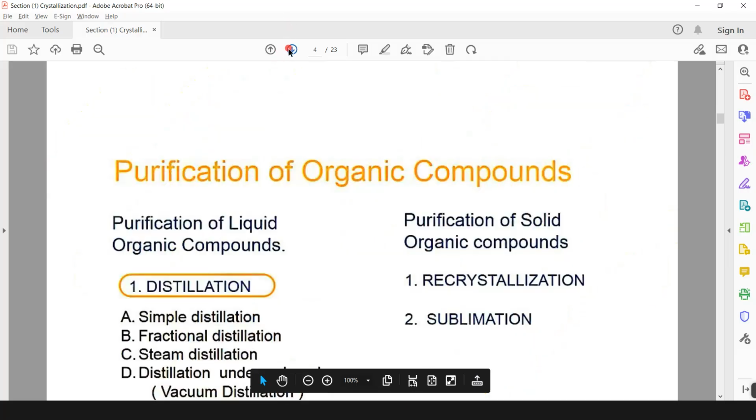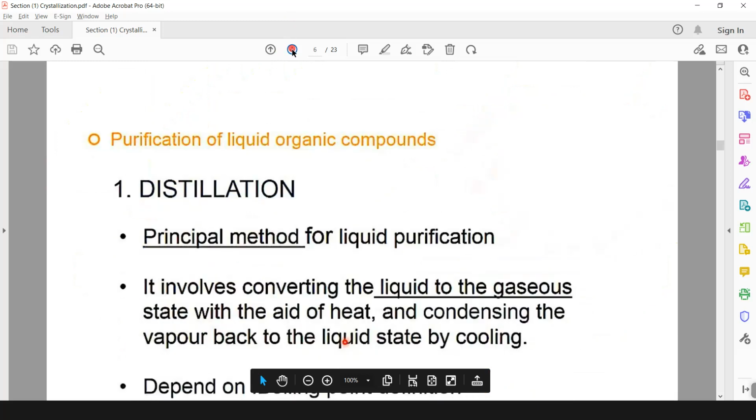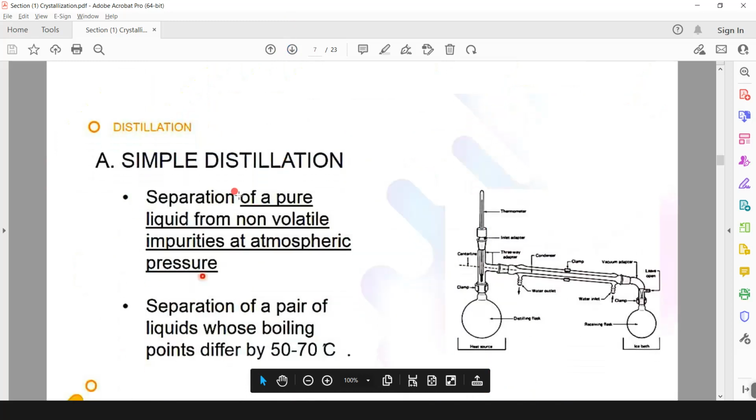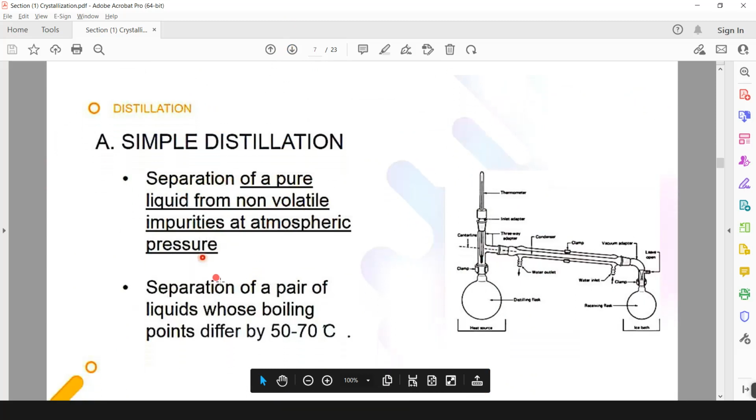Okay, this is what we are talking about: vapor pressure distillation. Simple distillation is used for two types of liquid: for separation of a pure liquid from non-volatile impurities at atmospheric pressure, and for separation of a pair of liquids whose boiling points differ by 50 to 70. Those two should be studied very well. Let's talk about the first one.